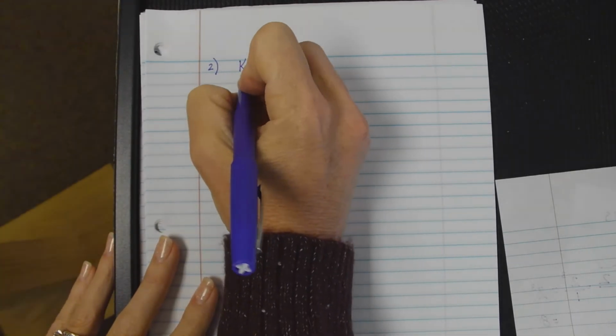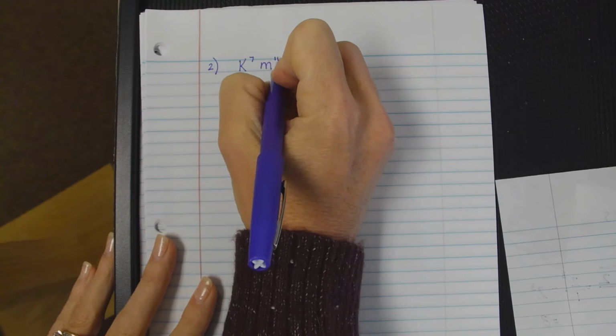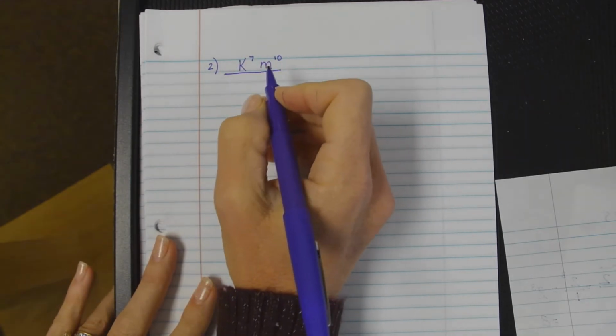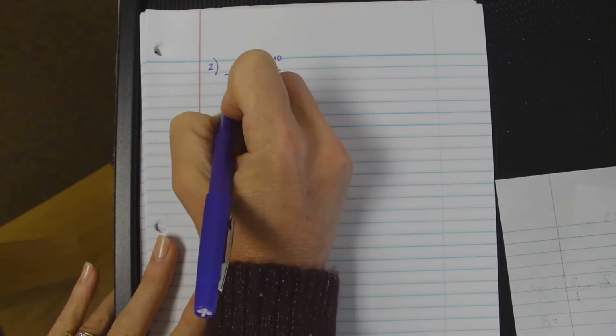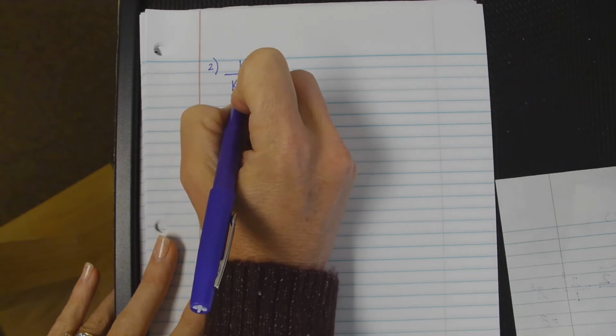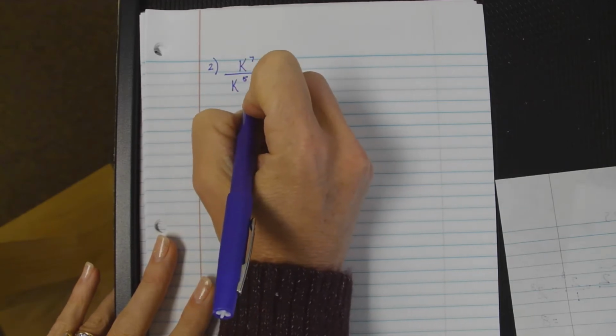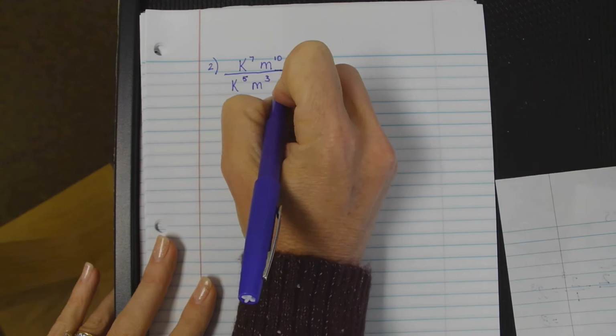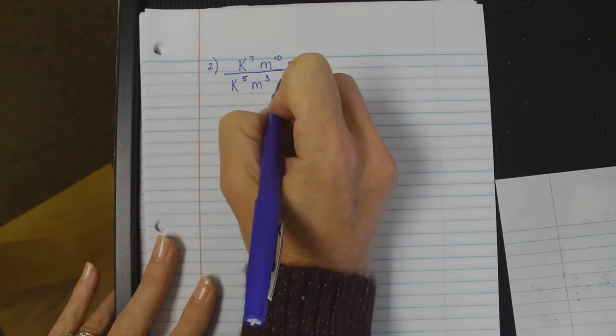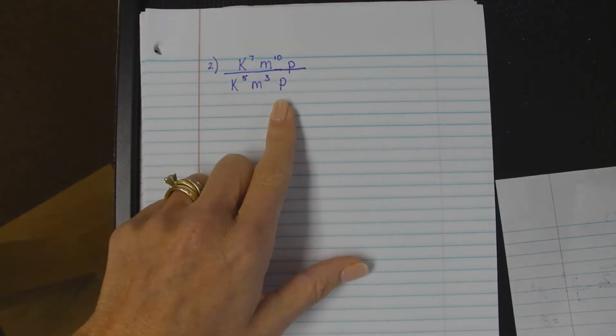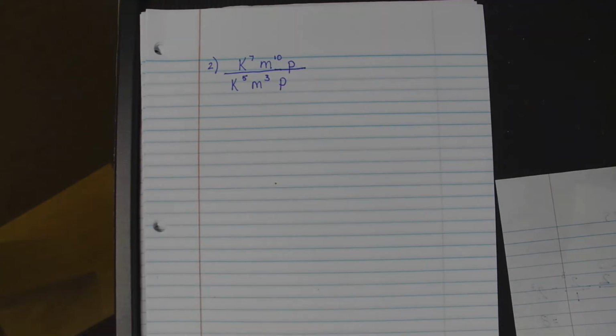K7 M to the 10th over K5 M to the 3rd. And I added a P on the top and the bottom.